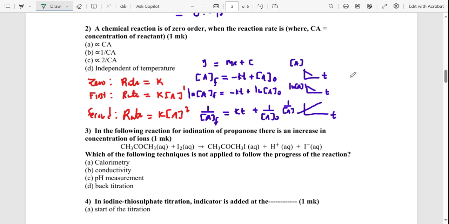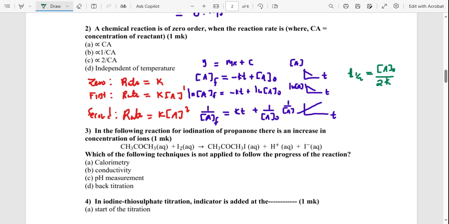For a zero order, the half-life is given by the initial concentration divided by 2 times the rate constant k. So you can see that for zero order, the half-life depends on the concentration and the rate constant.